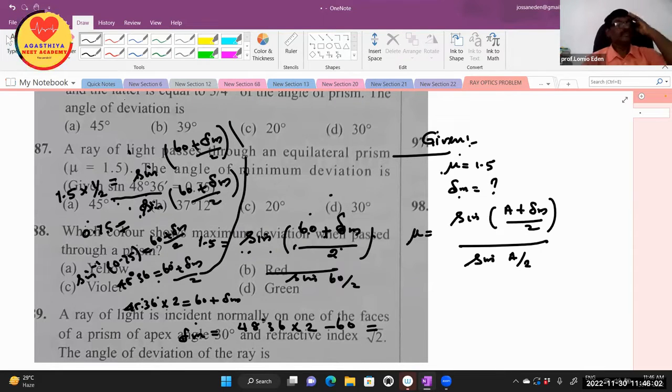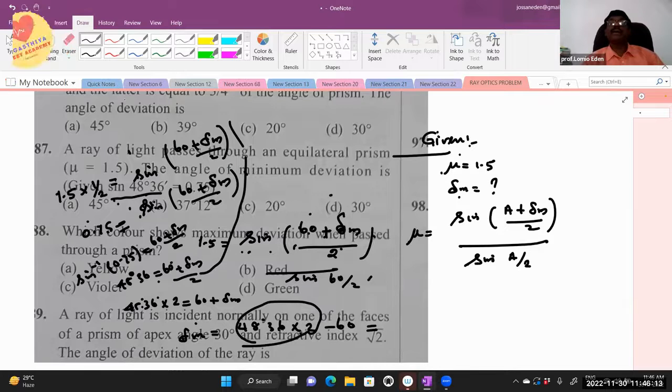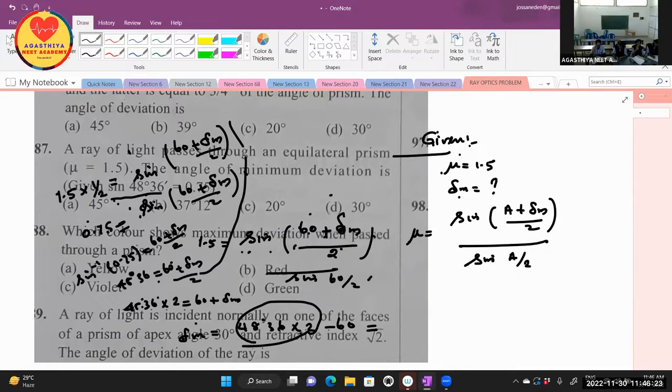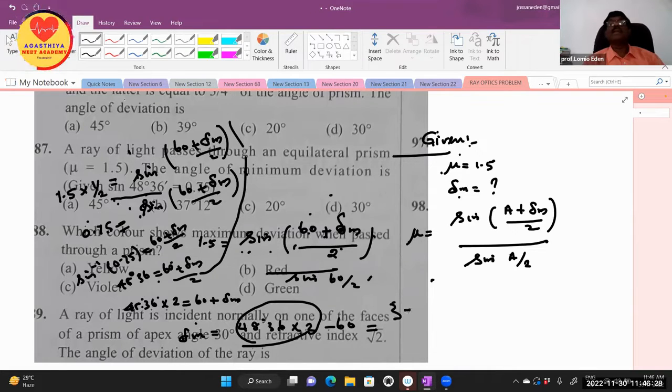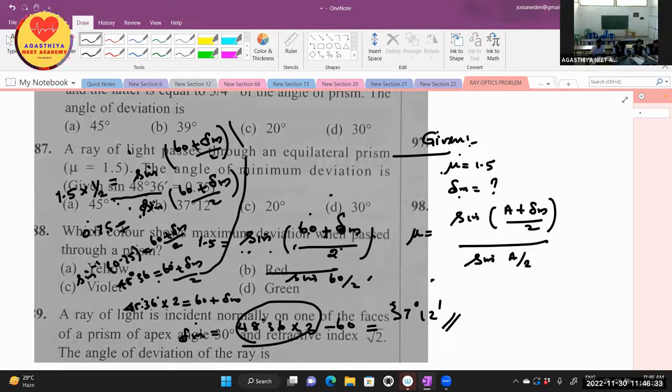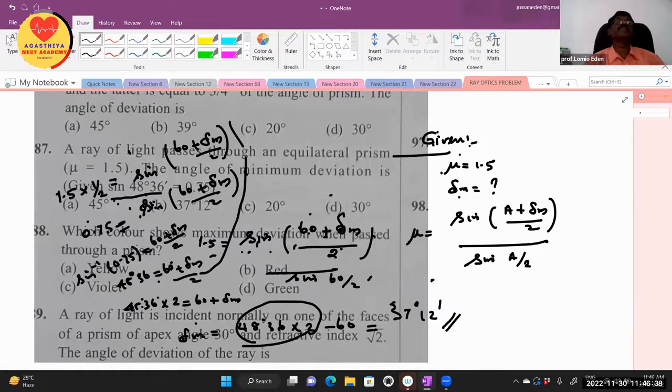Any doubt? What is the answer? When you multiply this 48.36 into 2, you take the 48. Option? B, 37. Very good. 37 degree 12 minutes. Shall we go to the next problem?